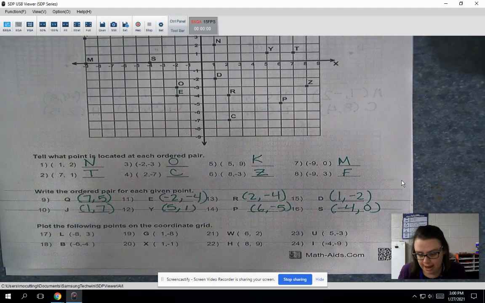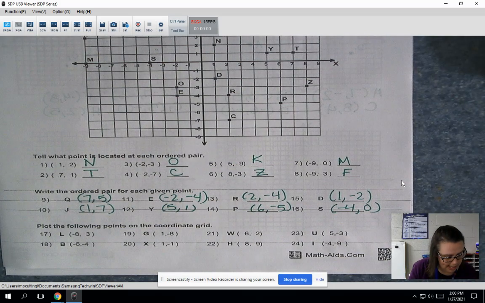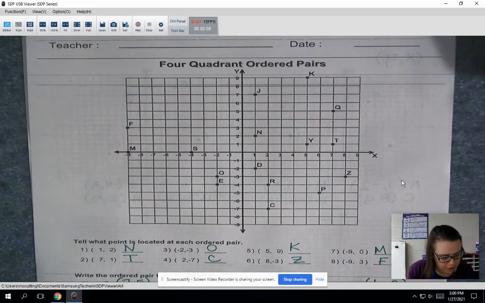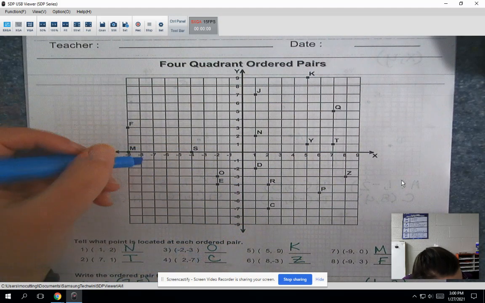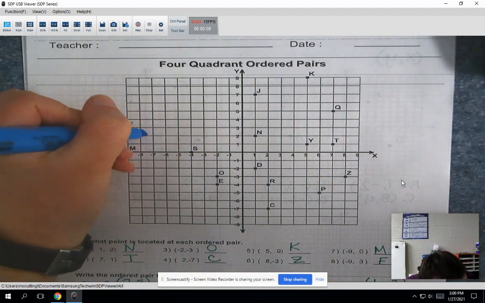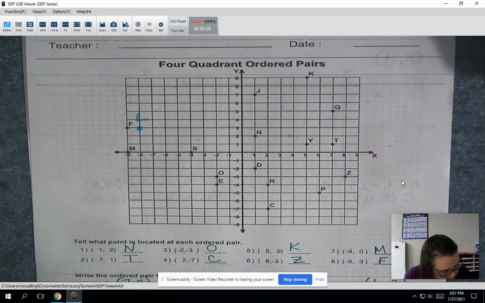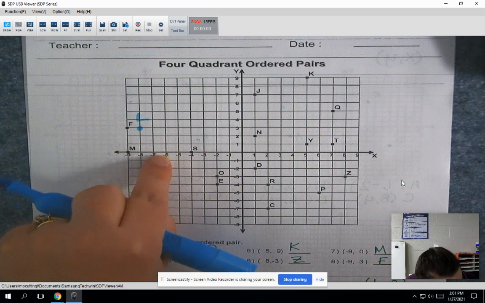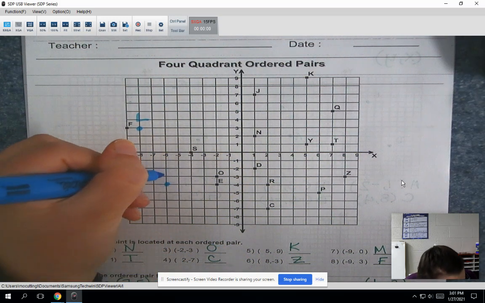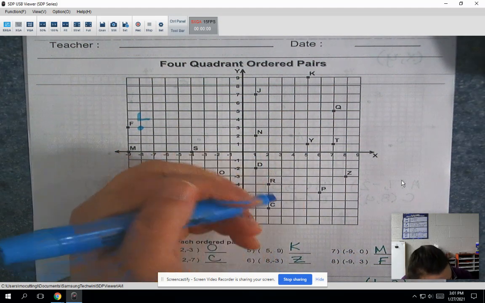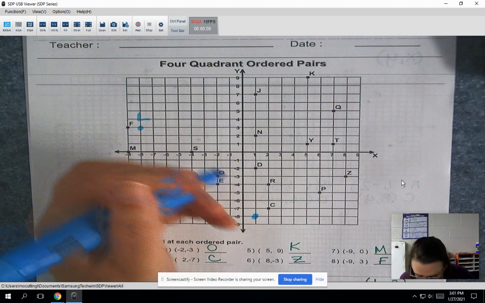And welcome back. I'm going to do this in highlighters so that it'll be a little bit easier to see. So point L was -8, comma 3. So I'm finding -8 going across, and then +3, so I'm going up 3. That's L. Number 18 was B. B is -6, comma -4, so across to -6 and then down to -4. Number 19 is G, 1, comma -8, so across to 1 and then down to -8. And that was G.